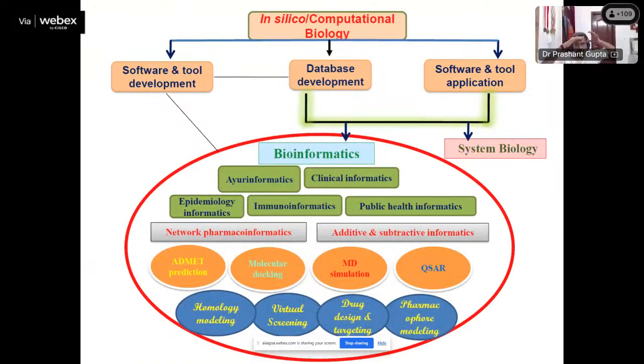This is overall the computational biology work which we can think of. Yes, there is software tool development, database development, and software and tool application. Systems biology we always see or work on. A computer has a limitation: it works one to one, but in our case polypharmacology is required, so maybe one day we will be able to do it. As of now we are doing network pharmacology, informatics, ADME, molecular docking, dynamics, QSAR, homology, virtual screening, and pharmacophore modeling.